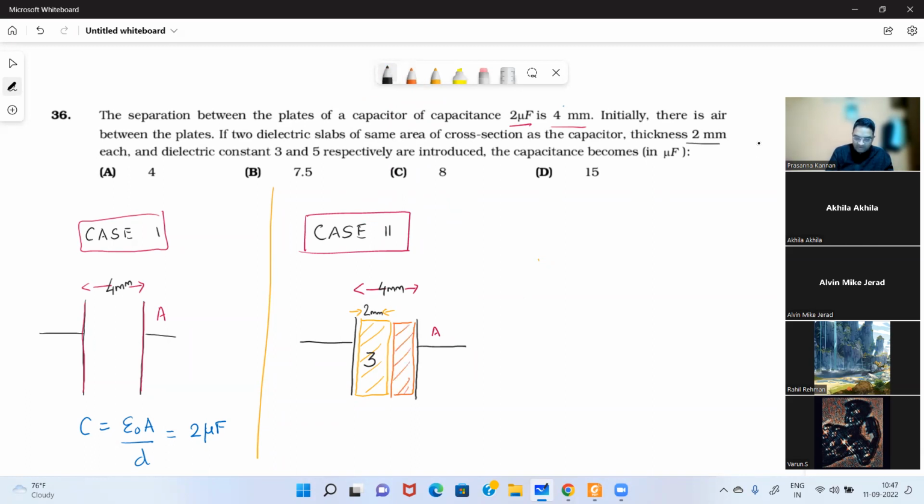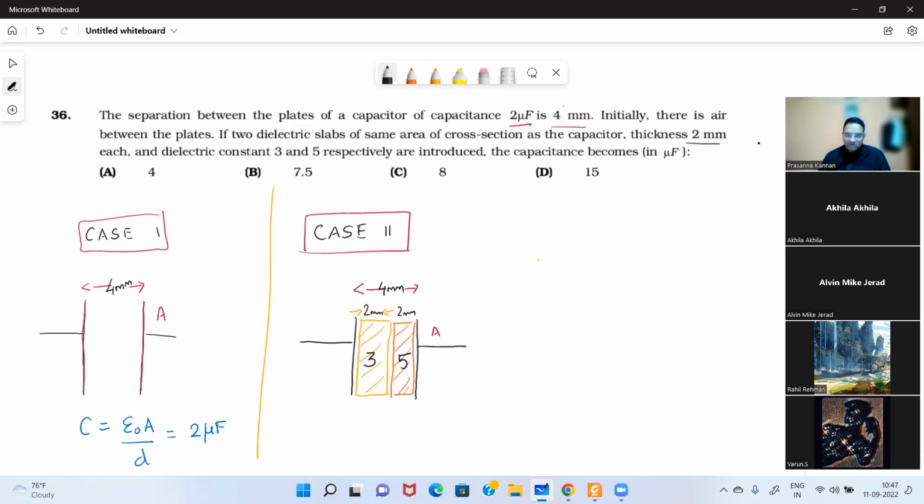You're having a different dielectric, same distance, 2 millimeters. Correct? Now, what is the dielectric constant in this case? 5. Correct? Okay. So now what is going to happen to the total capacitance? That's what is asked in this question.